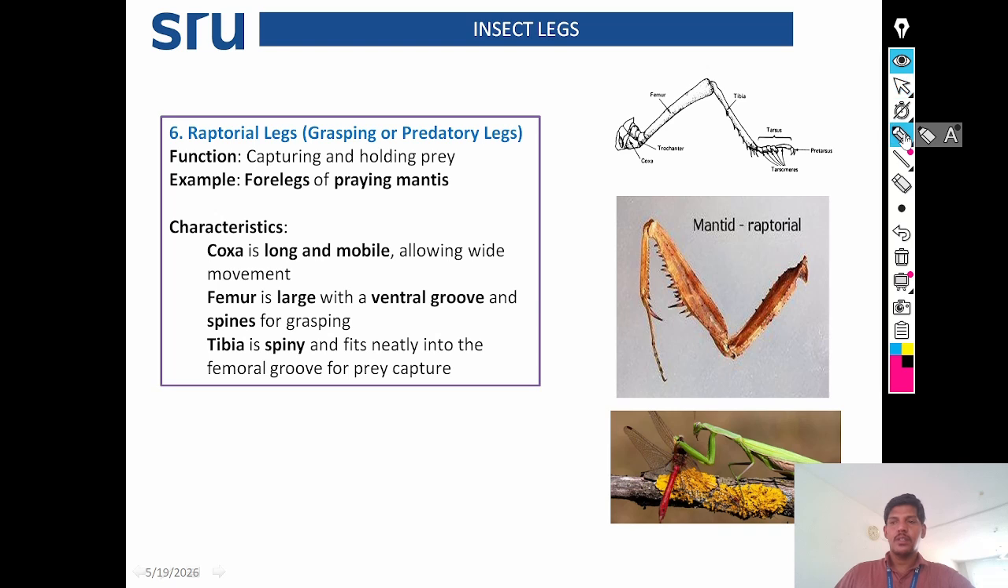Next, raptorial legs are grasping or predatory legs. Their function is capturing and holding the prey. The four legs of praying mantis are the raptorial legs or grasping legs or predatory legs.